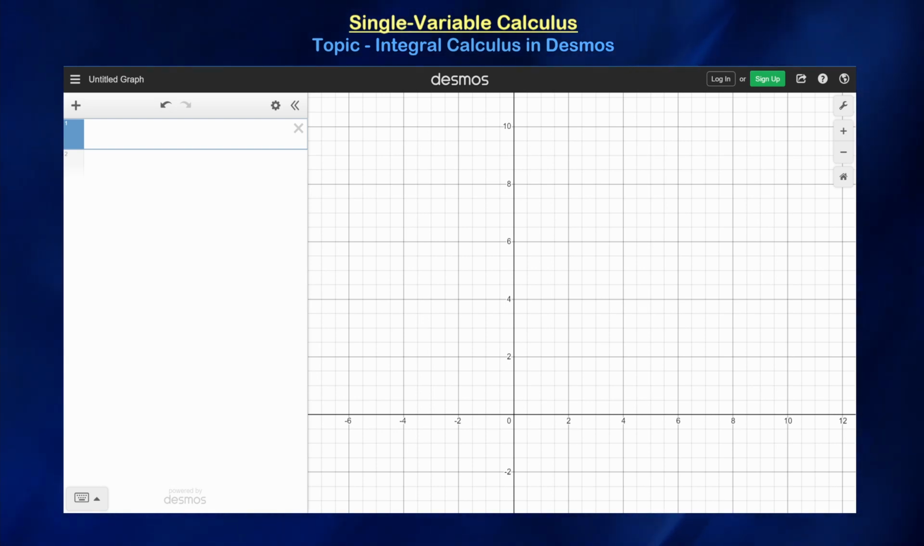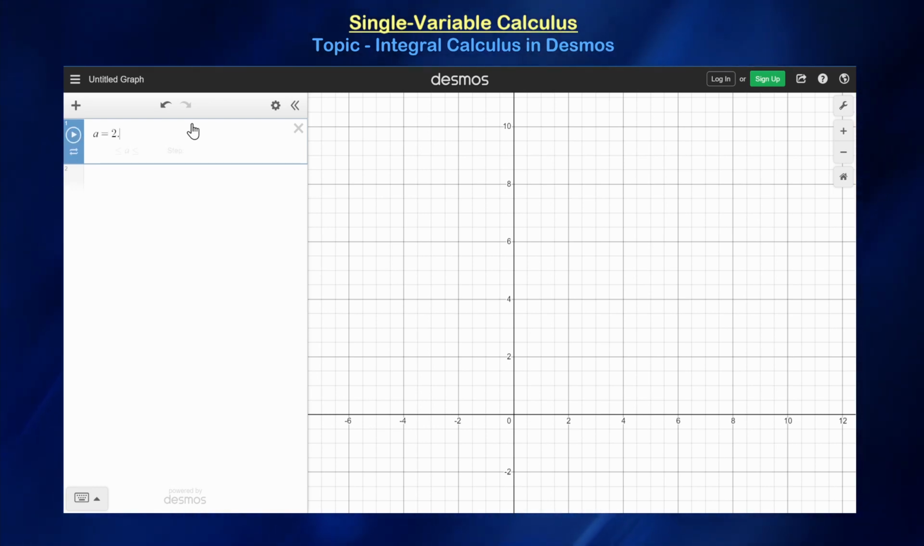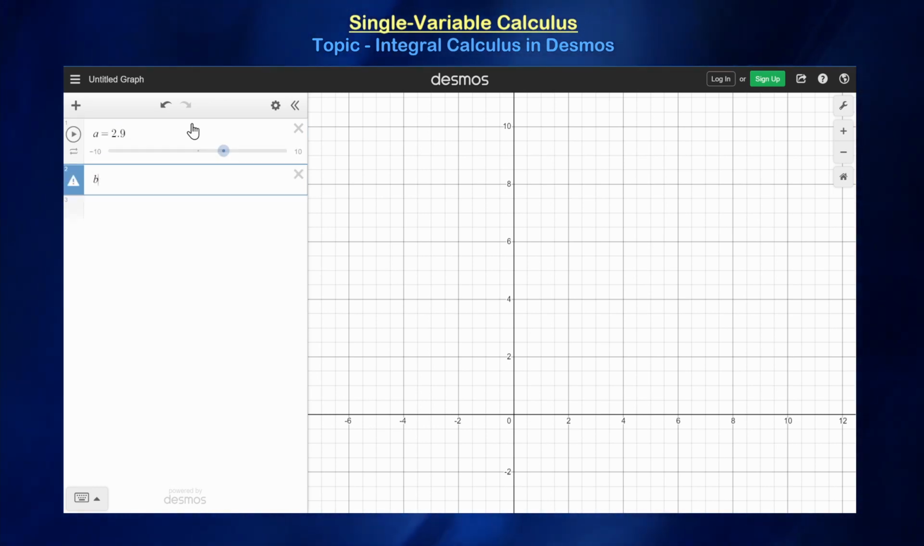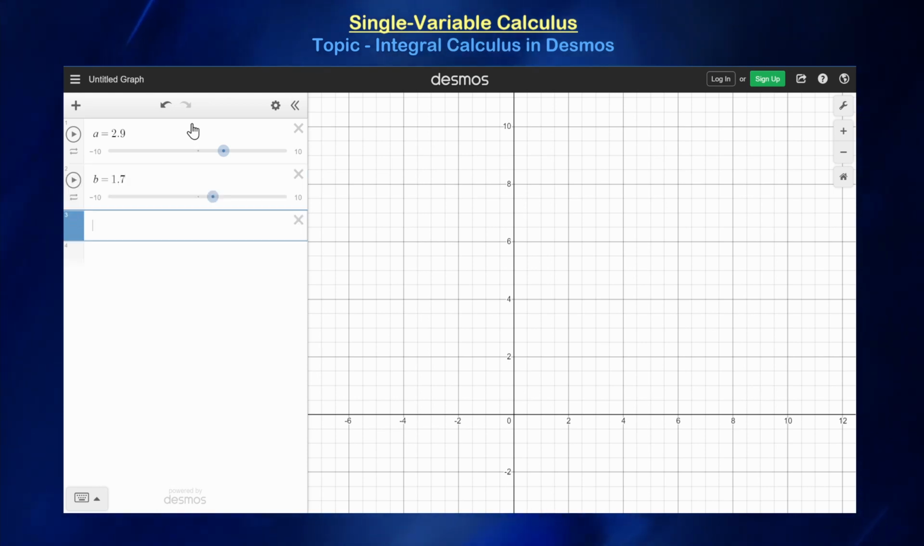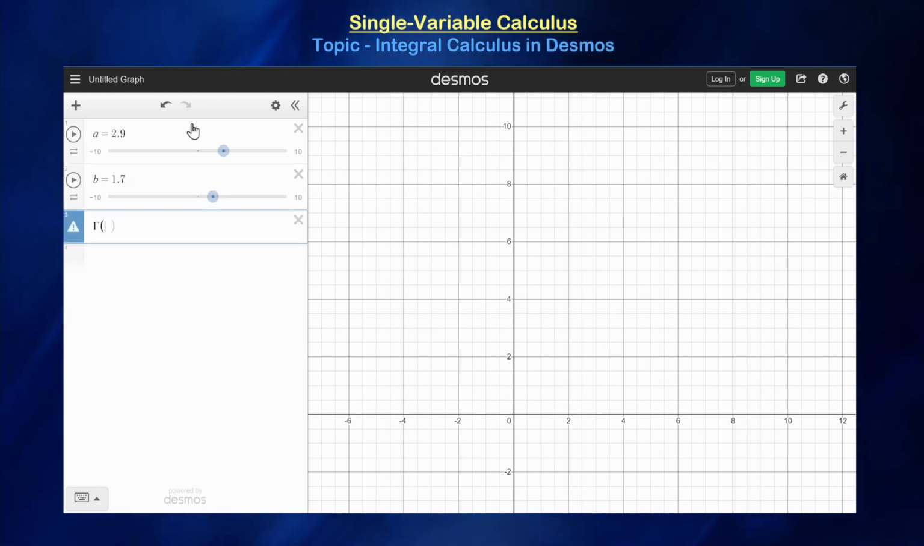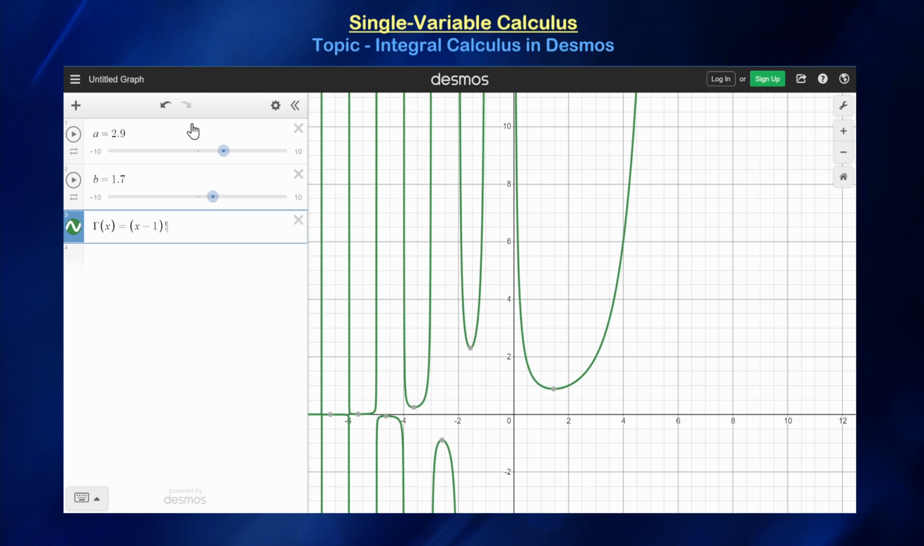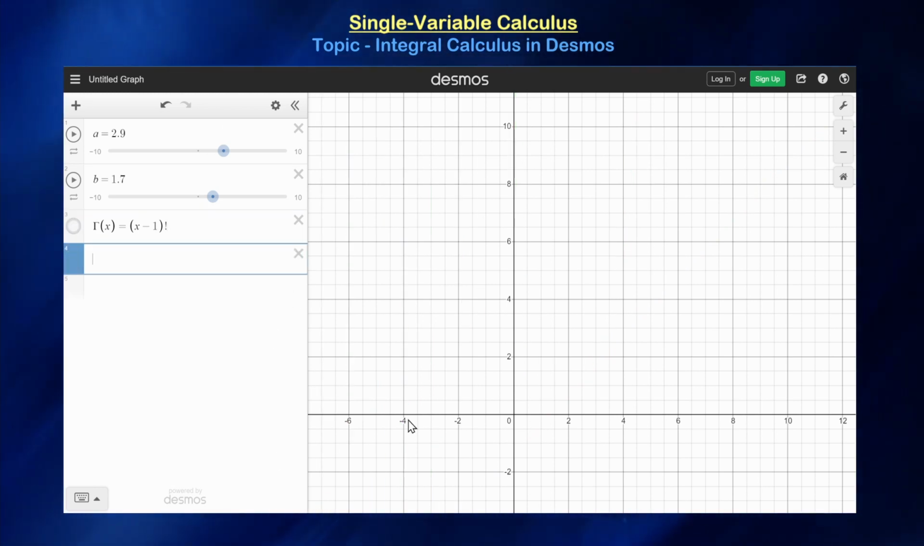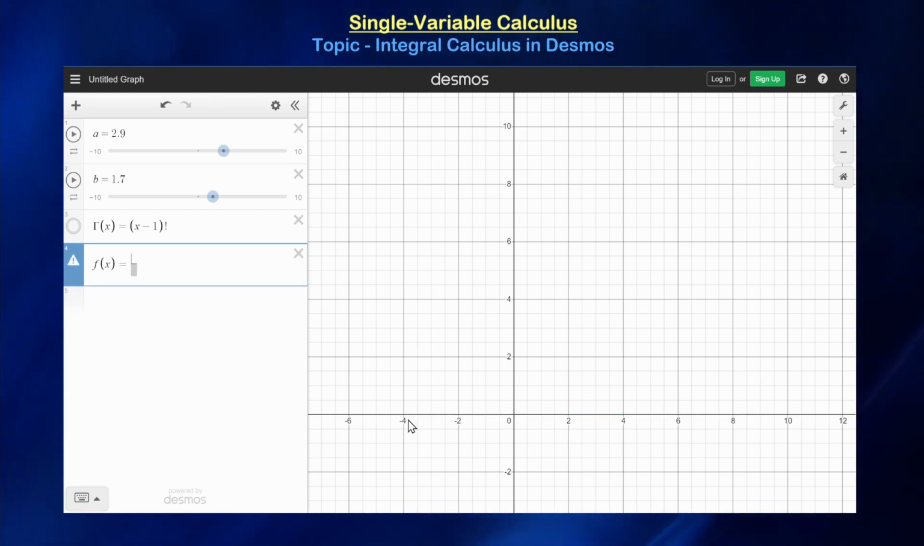So what I'm going to do is define two numbers, which you'll see what they are in a moment. So a is equal to 2.9. Let's let b be equal to 1.7. And let's define our gamma function again. So gamma of x equals x minus 1 quantity factorial. Let's ignore its graph because that's not going to be our primary focus. We're just going to be using that function. So what we're going to do is f of x is equal to, and on the top we're going to do gamma of a plus b.